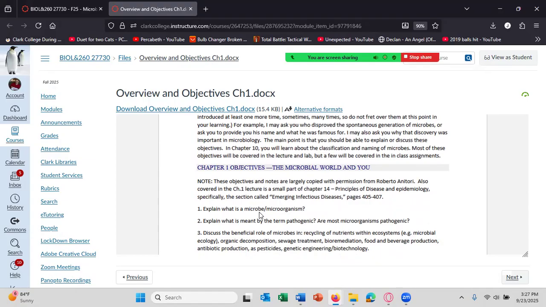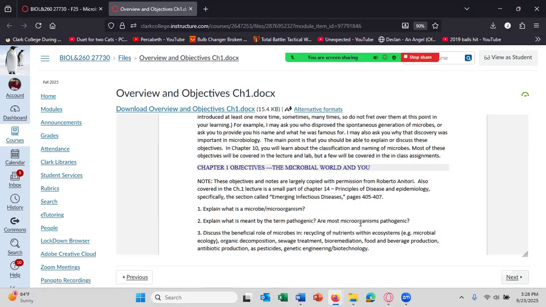There's a large number of species that fall in the what is a microbe? Different species, different kingdoms. This one's actually easier. What is meant by the term pathogenic? Something that is pathogenic is something that causes a disease. And we're going to talk about human disease. So let's say human diseases.